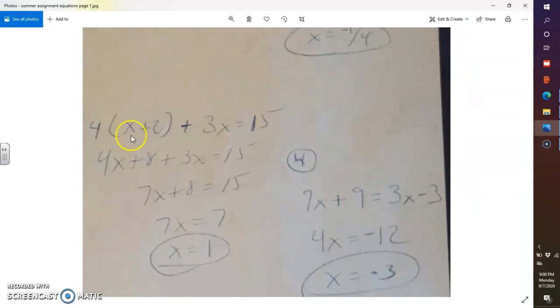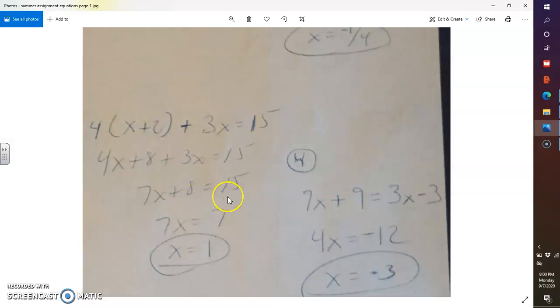Here we have 4 times (x plus 2) plus 3x equals 15. I distribute the 4 just through the parentheses, and I get 4x plus 8 plus 3x equals 15. Now here, we always want to combine like terms before we start moving things on either side of the equal sign. 4x and 3x can be combined to 7x. Anything on the same side of the equal sign, we don't really add or subtract. We're looking to combine like terms. And then we try and move things across the equal sign.